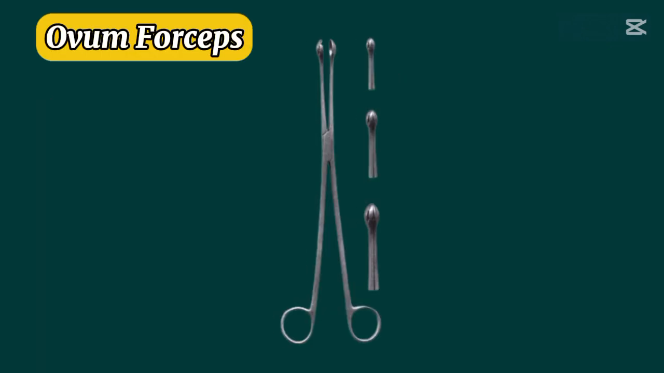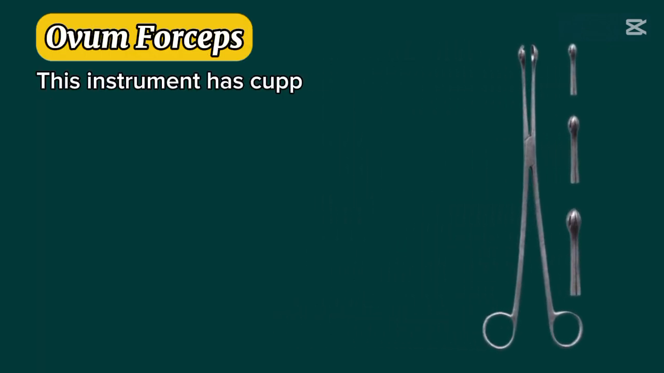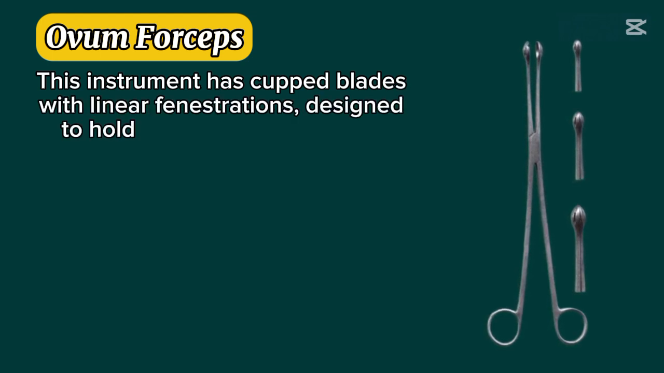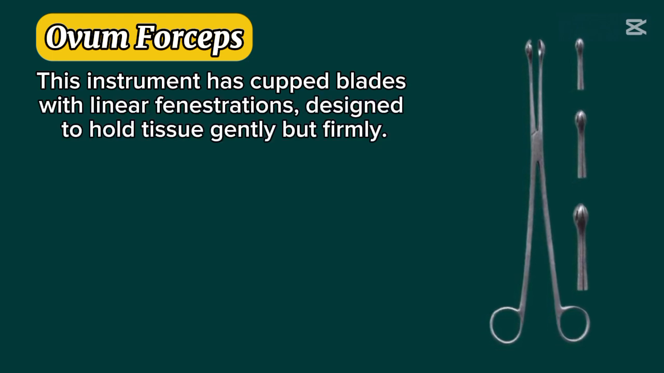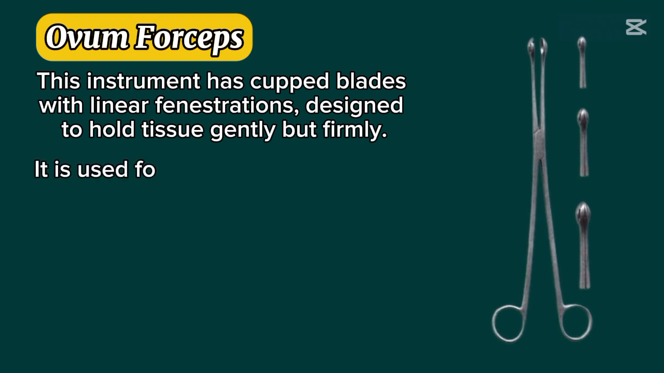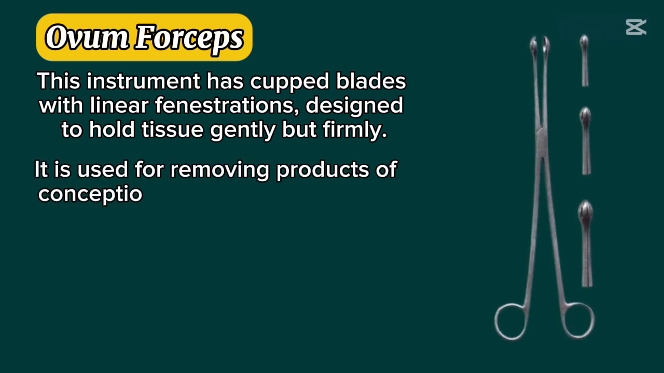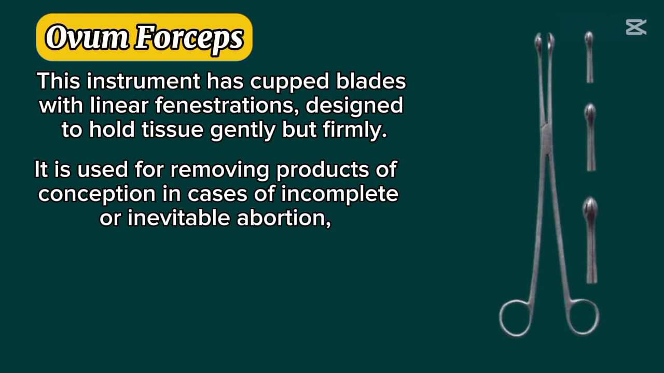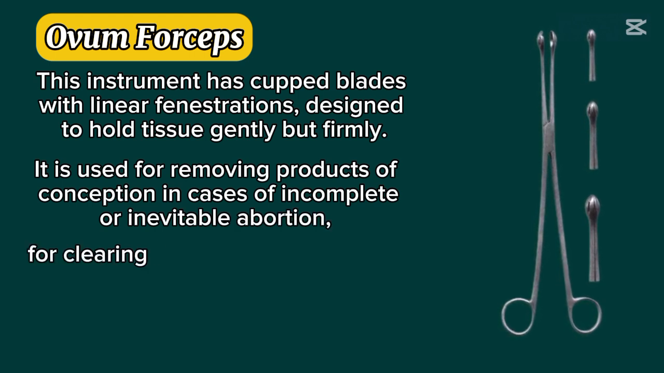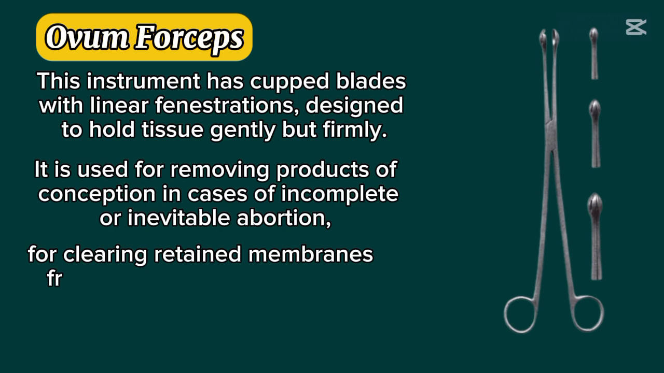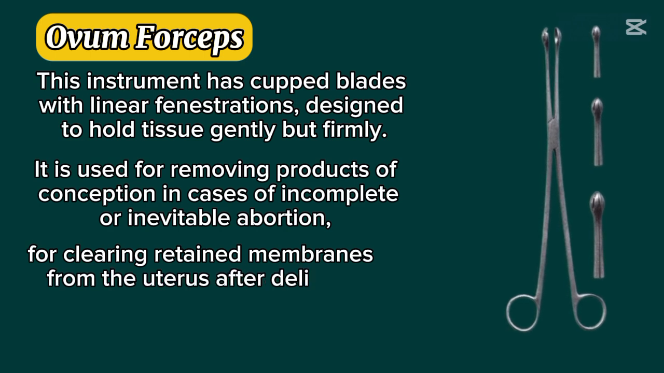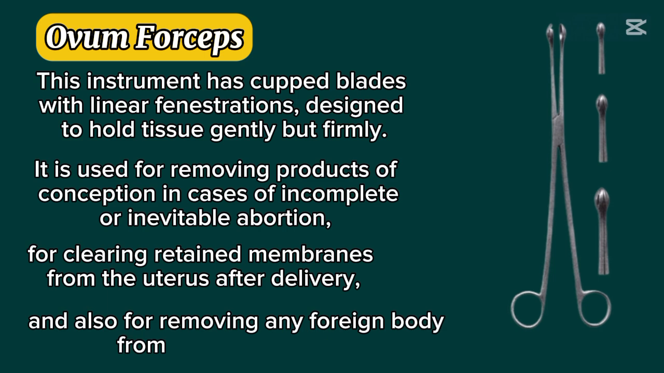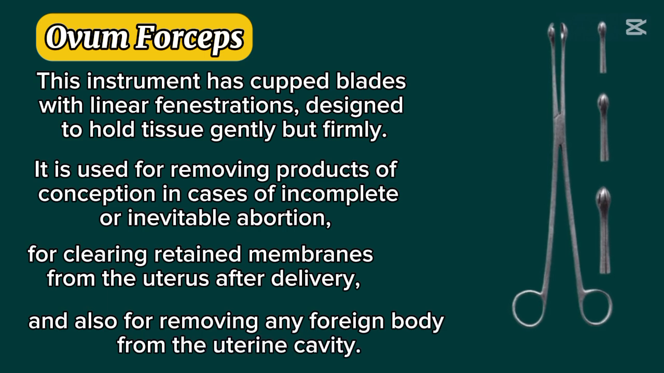Ovum Forceps. This instrument has cupped blades with linear fenestrations designed to hold tissue gently but firmly. It is used for removing the products of conception in cases of incomplete or inevitable abortion. It is also used for clearing retained membranes from the uterus after delivery. It is also used for removing any foreign body from the uterine cavity.